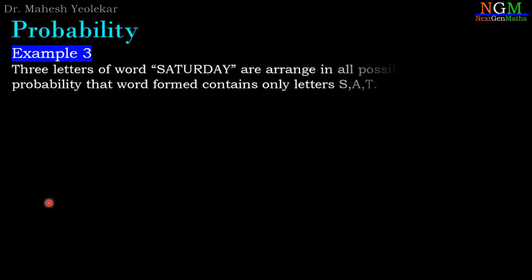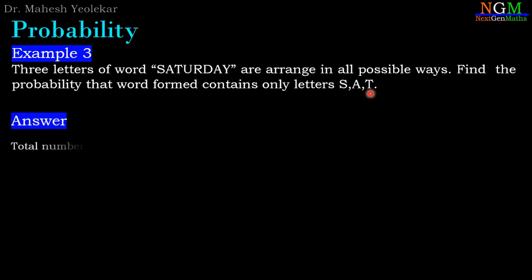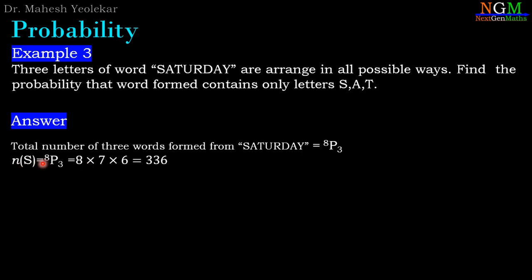Example 3. 3 letters of the word Saturday are arranged in all possible ways. Find the probability that the word formed contains only the letters SAT. In this example, we have to prepare a word of 3 letters from the letters of Saturday. So the total number of letters in Saturday is 8 and we have to make a word of 3 letters. So the total possibility for arrangement is 8P3. n of S is equal to 8P3, equal to 8 into 7 into 6, equal to 336.